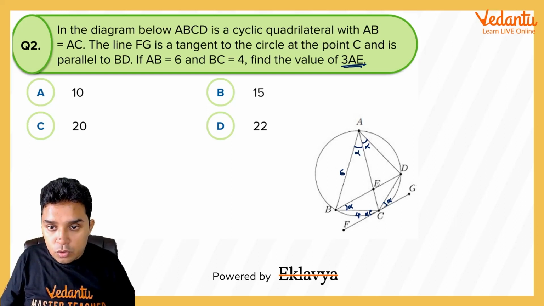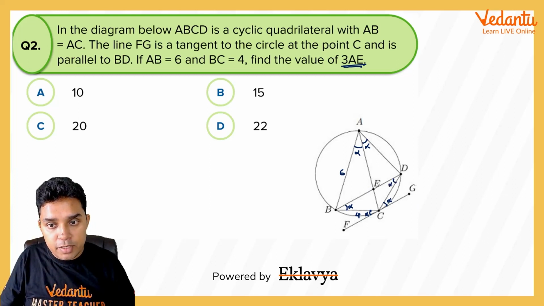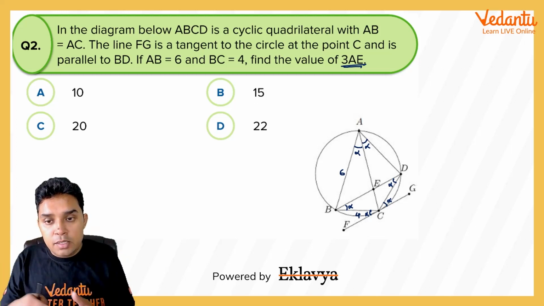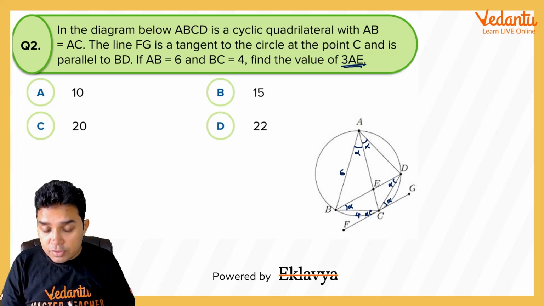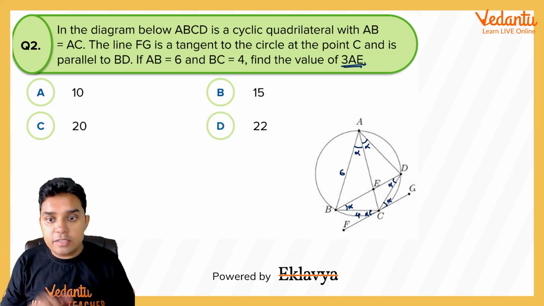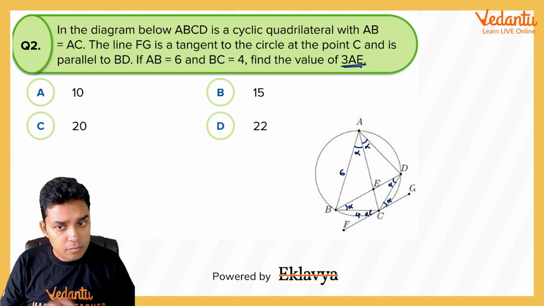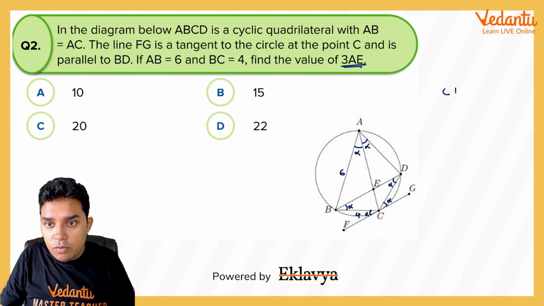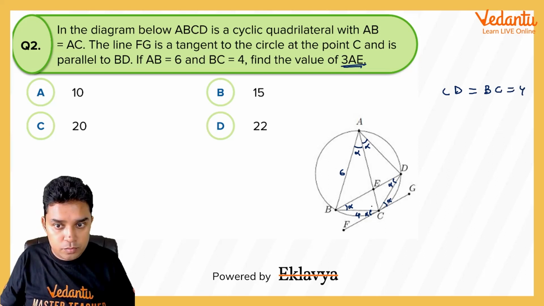Okay, also because BD is parallel to FG, this angle at D will also be the same as alpha from alternate angles, because two parallel lines are cut by one transversal, so these two angles will be equal. Now I think we have proved that CD will be equal to BC and this will be equal to 4.